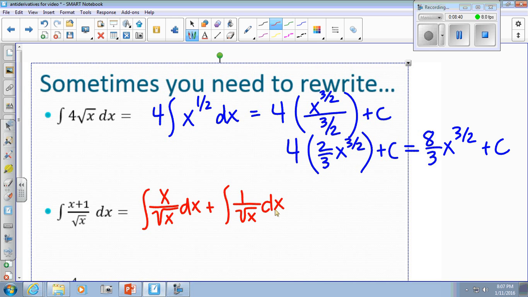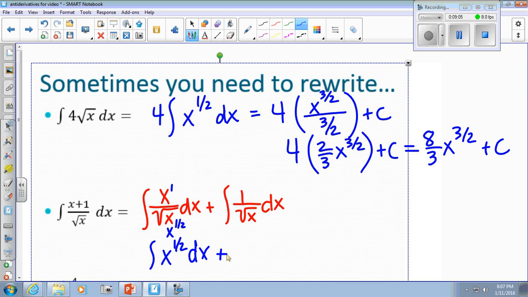Now, those can still be rewritten. So think about your powers. The denominator, the square root of x, is the same thing as x to the 1/2. And on the top, I've got x to the first. And what do you do with your exponents in division? You subtract them. So x over square root of x is the same thing as x to the 1/2.